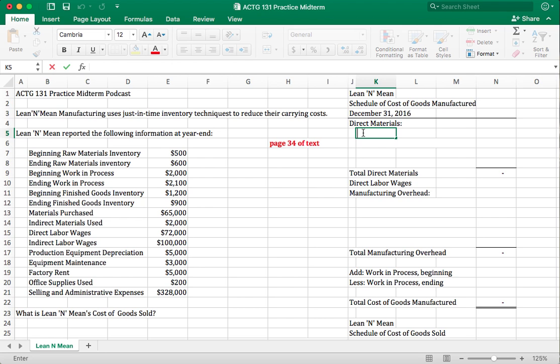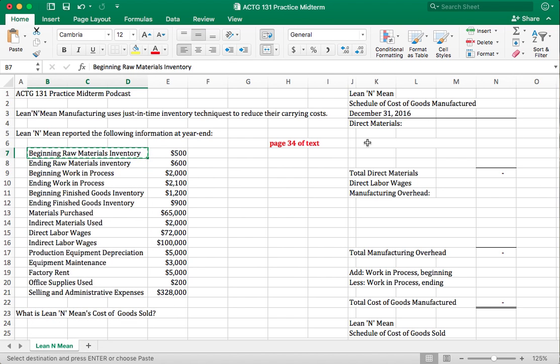So a reminder, this is on page 34 of your textbook, the example of a schedule of costs of goods sold. They've given us this information and they've asked us to calculate the cost of goods sold. In order to do that, we need to calculate first the cost of goods manufactured. So I'm going to do it a little different than the example in the book, but it's a little more streamlined. So the first thing we're going to do is start with beginning raw materials inventory.